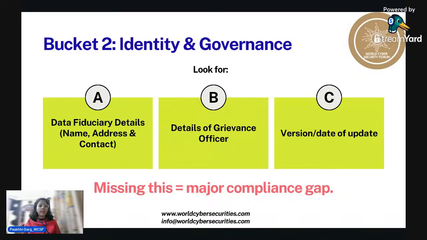Number 2 in the bucket list is identity and governance. Again, you have to look for three key elements. Data fiduciary details, which may contain name, address, and contact information; details of the grievance officer or the data protection officer; and the version and the last date of update. This becomes very important. If you are unable to find any of these, trust me, it's a major compliance gap.